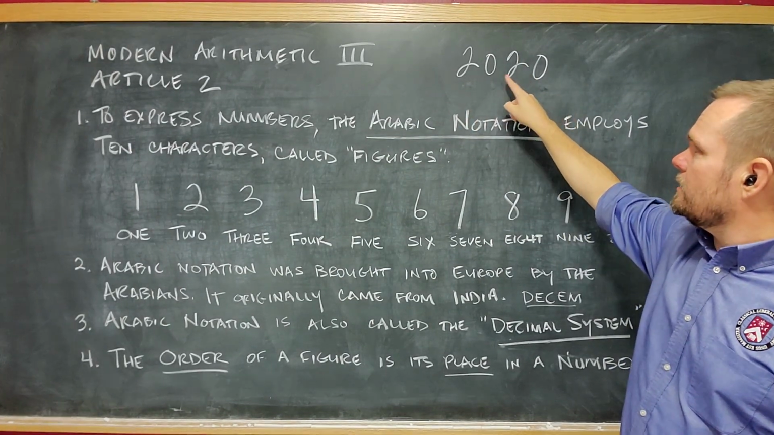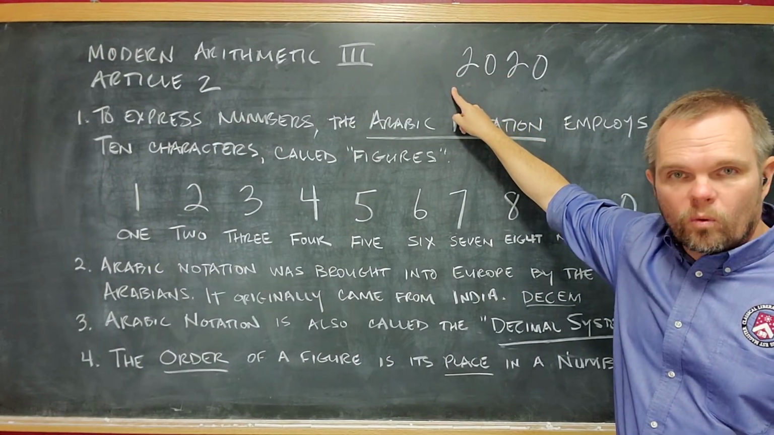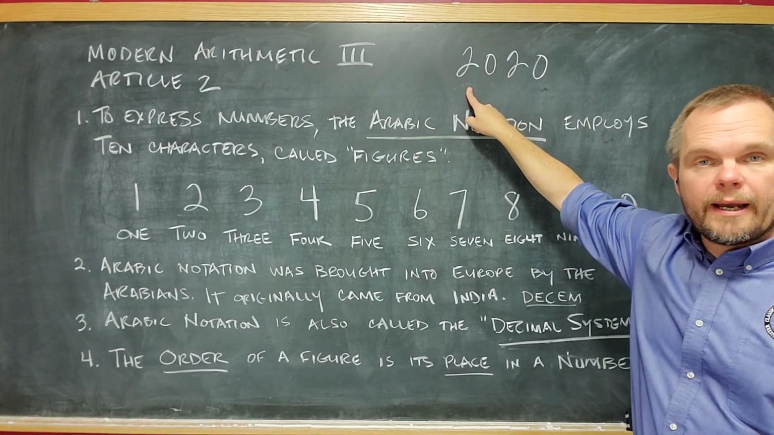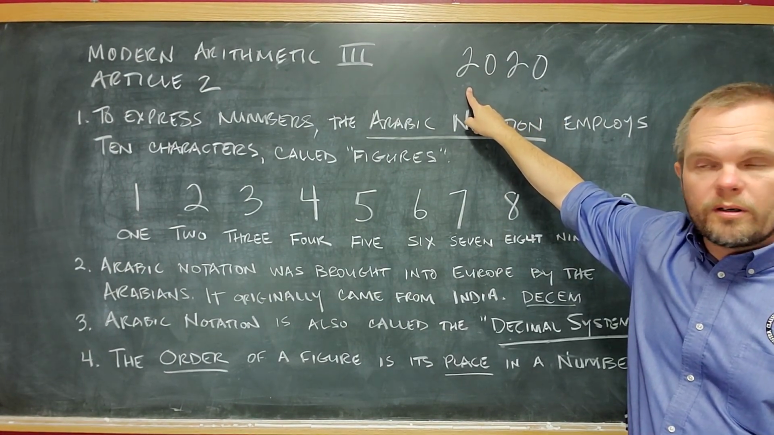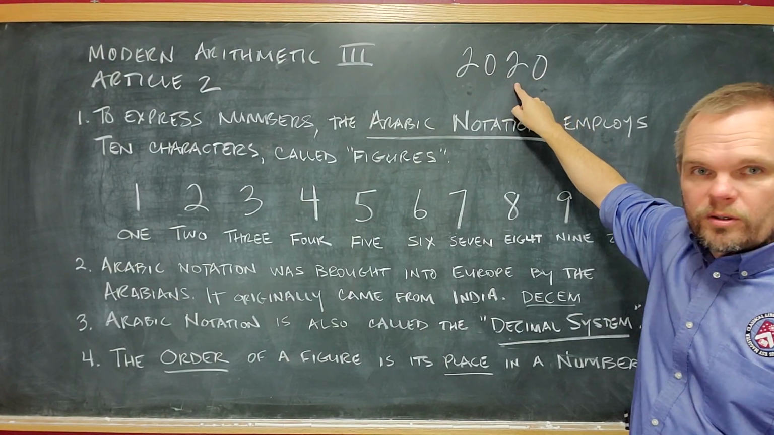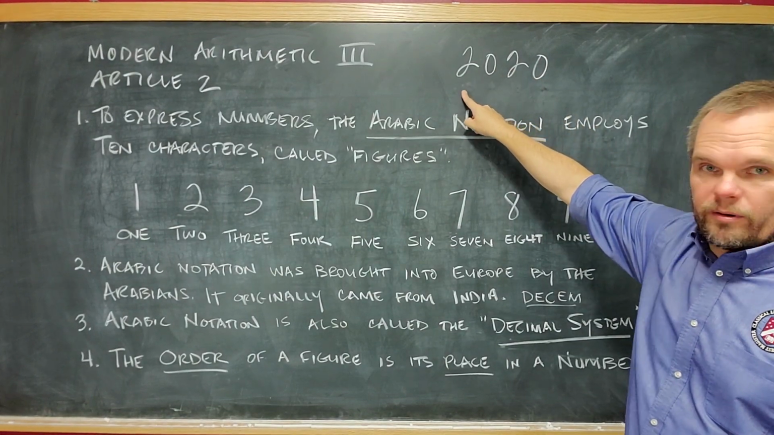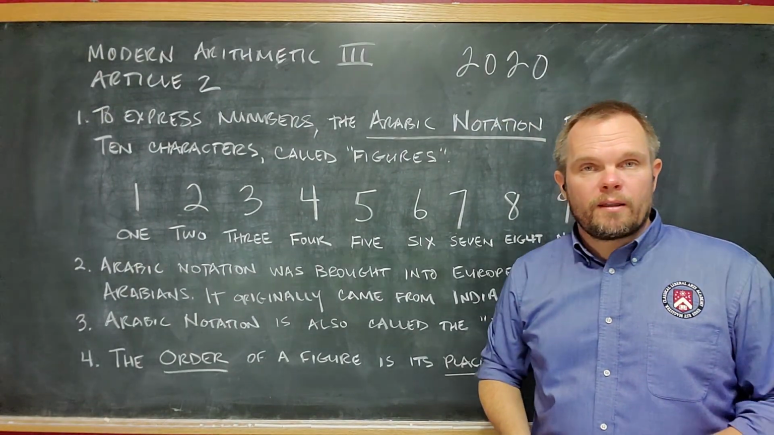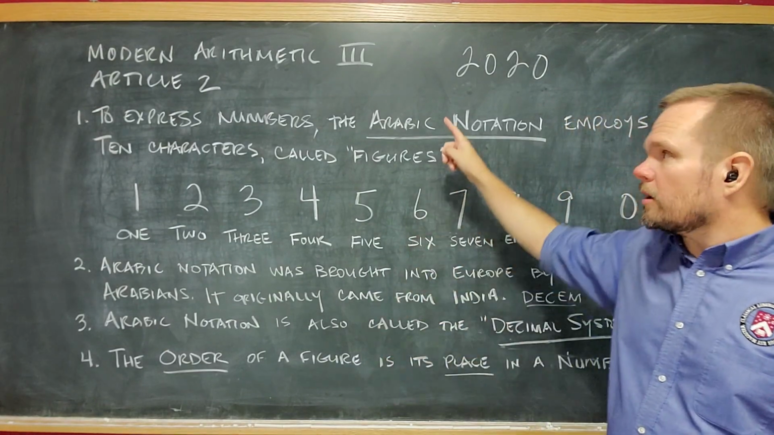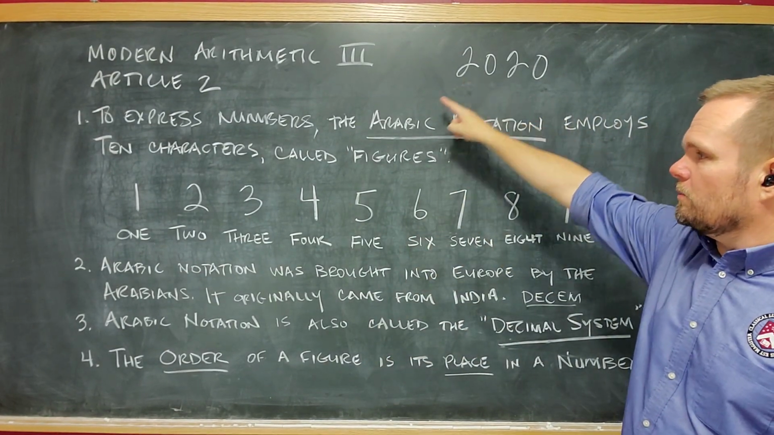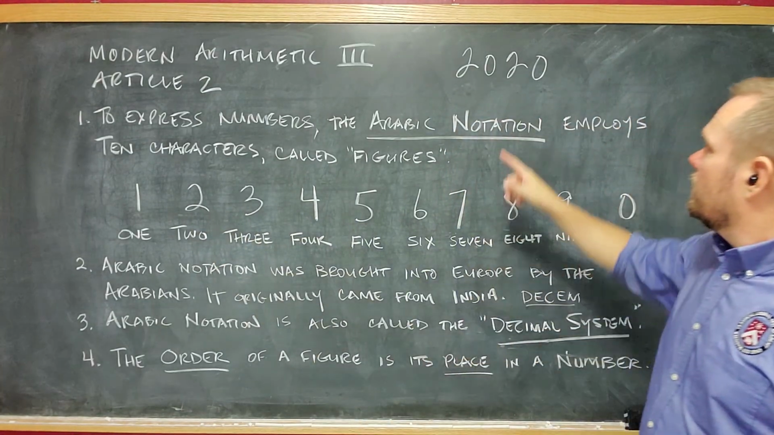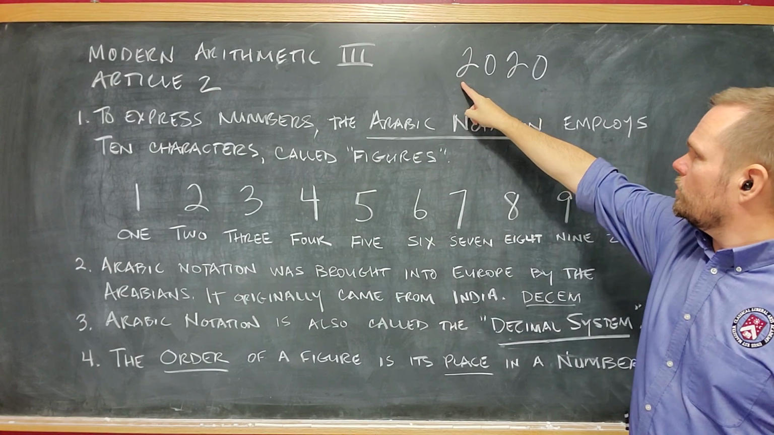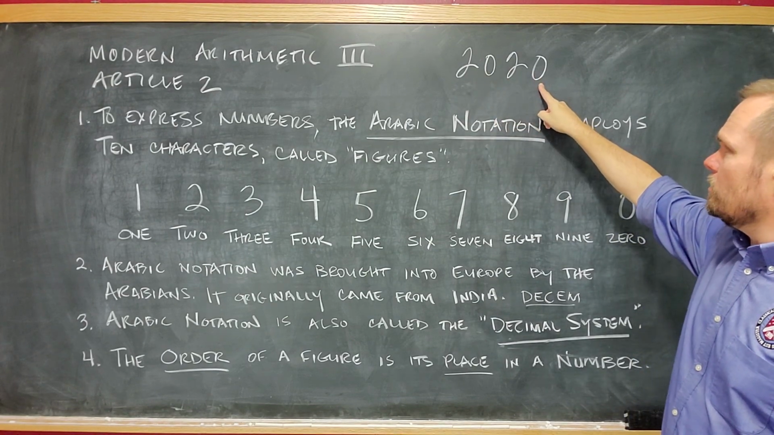Each of these places is called an order. Each of these places in a number in Arabic notation is called an order. First order, second order, third order, fourth order. We write the number 2020, but look, we only use the symbol for 2 and the symbol here for 0. And that's it. 2, 0, 2, 0.